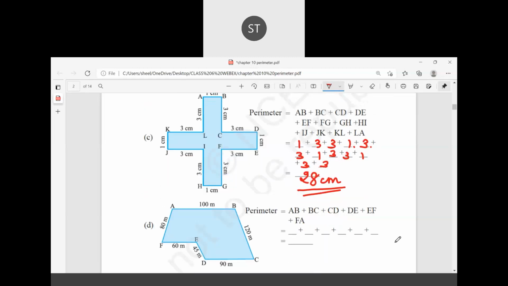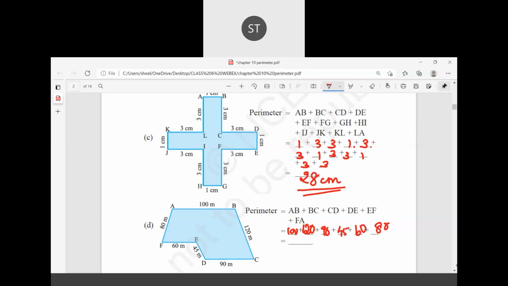Next, one more figure, we have to calculate the perimeter. I think you already learned: AB plus BC plus CD plus DE plus EF plus FA. Just substitute the values now. AB equal to 100, BC 120, then 90. What is 90? CD. DE is equal to 45, then EF 60, then the last one FA equal to 80.